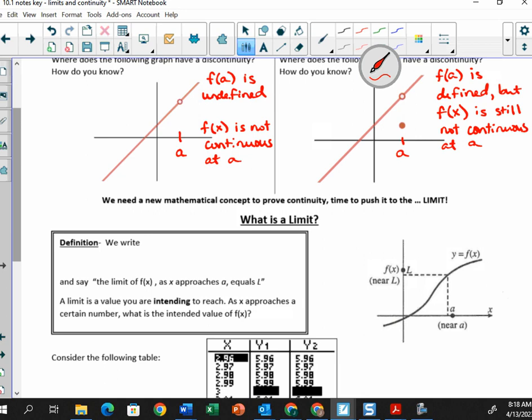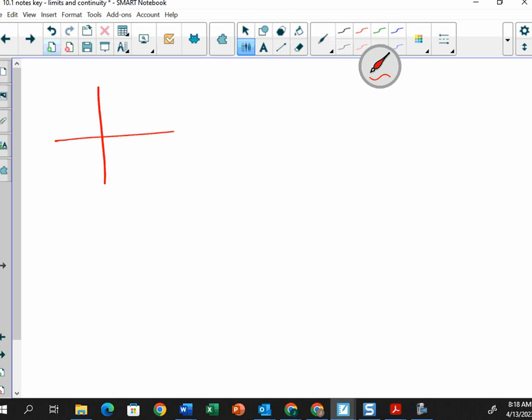Like if I said, what is f of 2 here? What would you tell me? It's not there, it's a hole. Right, so there isn't one. What if I did that? Now what is f of 2? Okay. It's defined. It has a value.